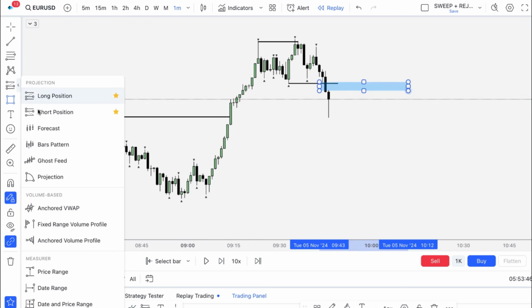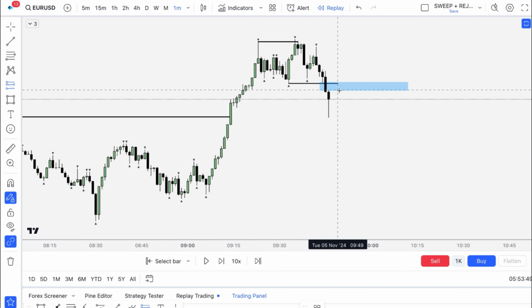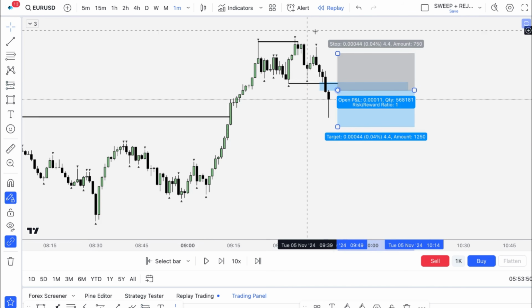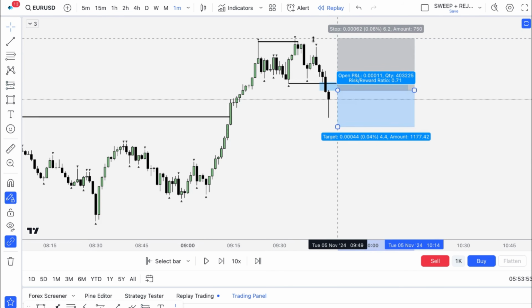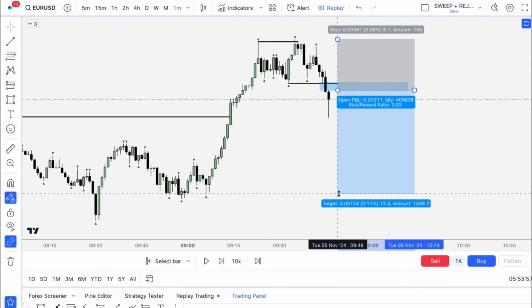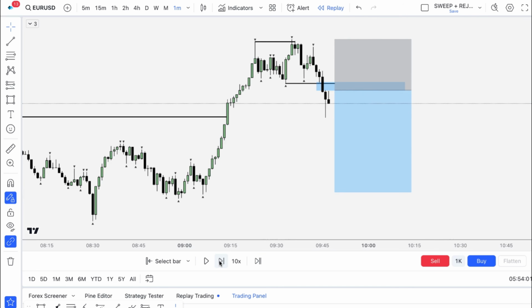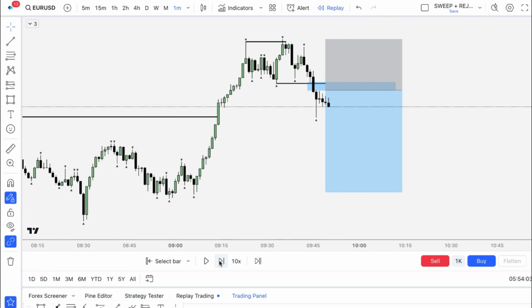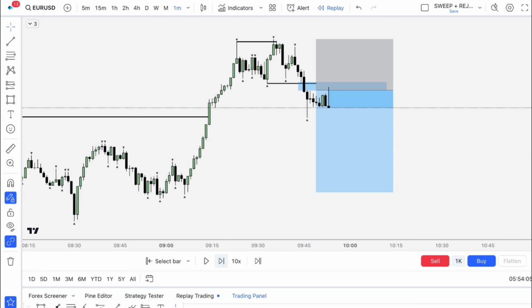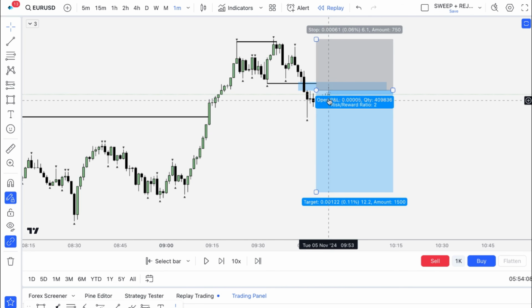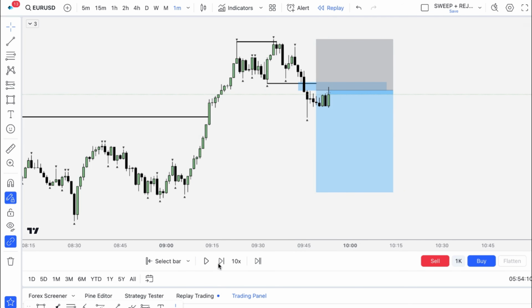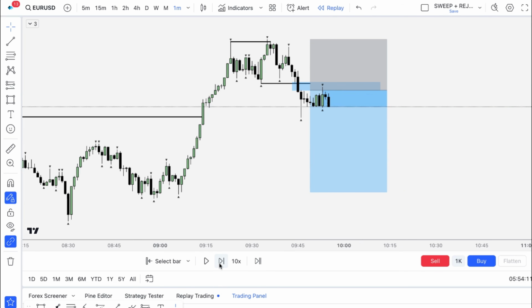So if price pulls back into this area during our silver bullet session, then we can look to short with invalidation above the liquidity sweep, and then we can simply look to target a 1 to 2 risk to reward. So let's see if we are triggered in. Okay, so we're entering into the silver bullet session right here, and we are triggered in this trade.